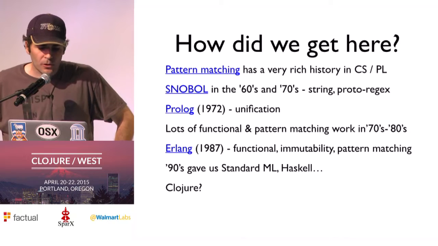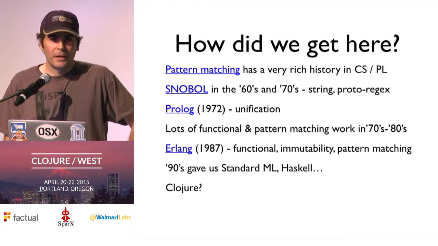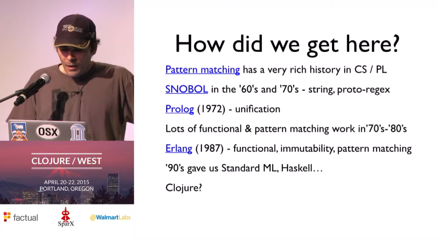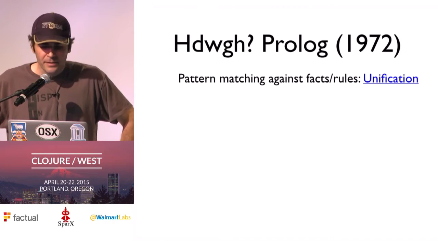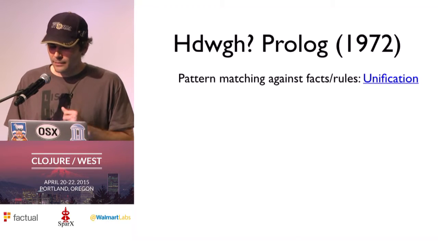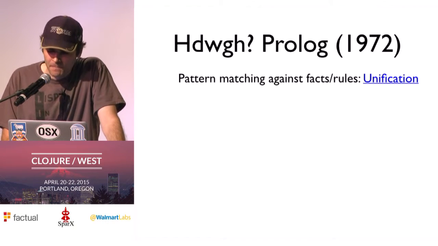But where do we stand with Clojure? You notice there's not a Lisp thread through my historical tour there. But let's reset back to those crazy 70s and look at pattern matching within Prolog. And again, that's the kind of pattern matching called unification.